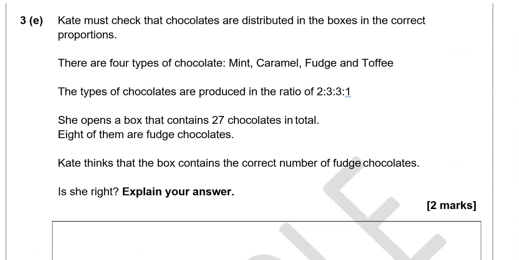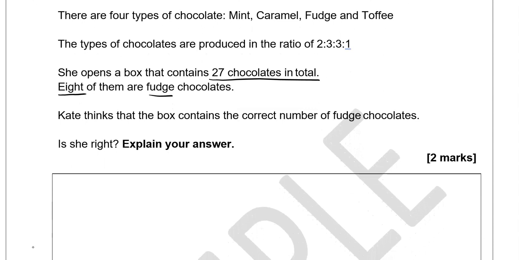Kate must check that chocolates are distributed in the boxes in the correct proportions. There are 4 types of chocolate: mint, caramel, fudge, and toffee. The types of chocolate are produced in the ratio of 2 to 3 to 3 to 1. She opens a box that contains 27 chocolates in total. 8 of them are fudge chocolates. Kate thinks that the box contains the correct number of fudge chocolates. Is she right? Explain your answer.